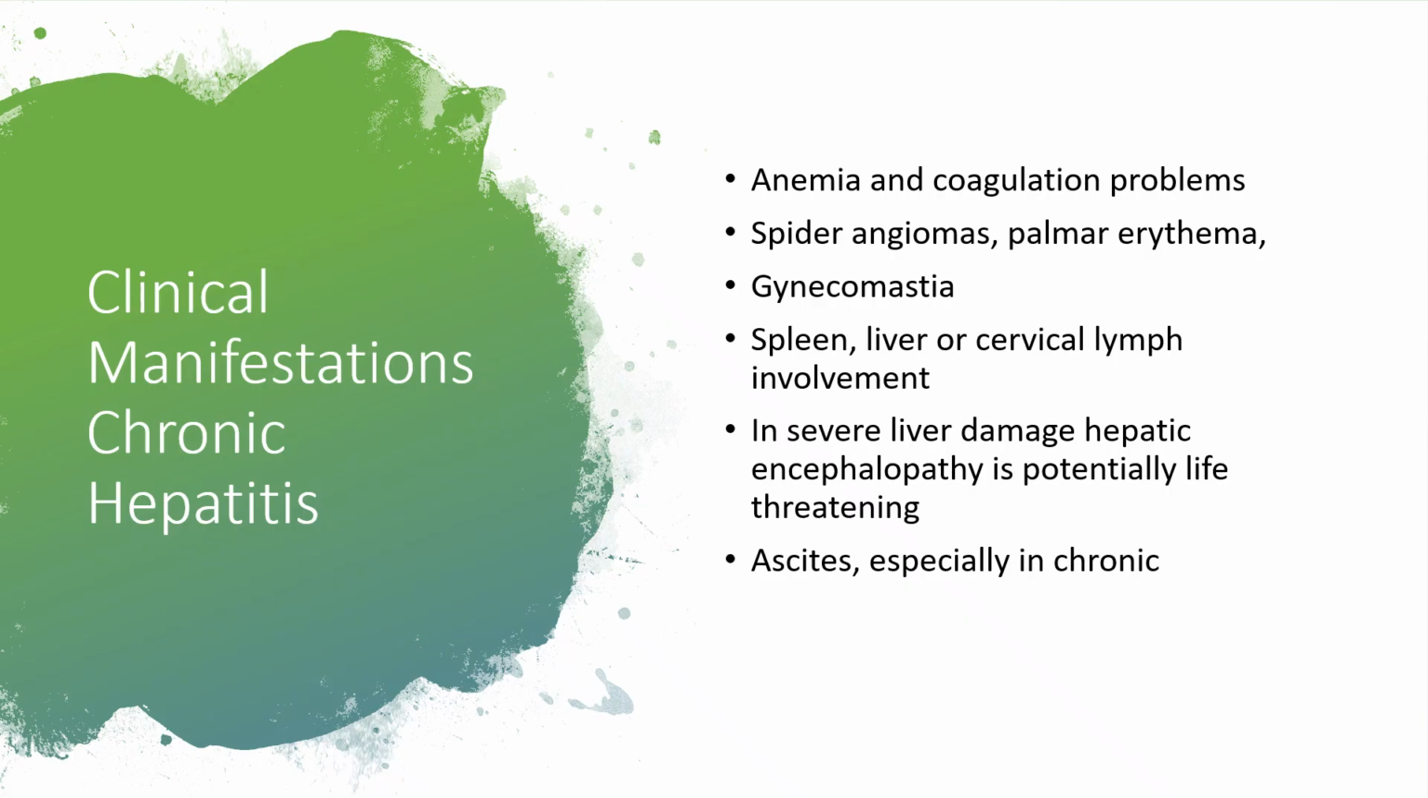The spleen, liver, or lymph nodes in the neck may become enlarged because the blood flow in the body is disrupted and the immune system is working harder. If the liver damage becomes severe, toxins can build up in the brain and cause hepatic encephalopathy. This can lead to confusion, behavior changes, or even a coma, and it can be life threatening. Another serious side effect is ascites, which is a buildup of fluid in the abdomen. This is especially common in long-term chronic liver disease.